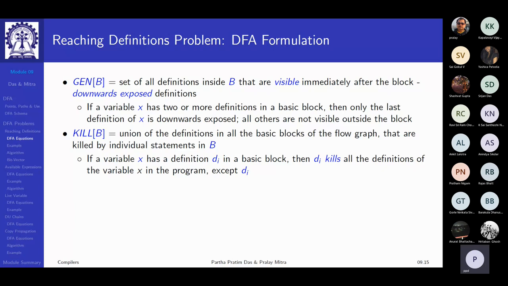So Gen B is, as I said, a set of definitions that are visible outside the block B immediately after the block. It is again that superset I mentioned: if I have a set of all definitions, then Gen B is a subset of that, which comprises the set of all definitions inside B that are visible immediately after the block.